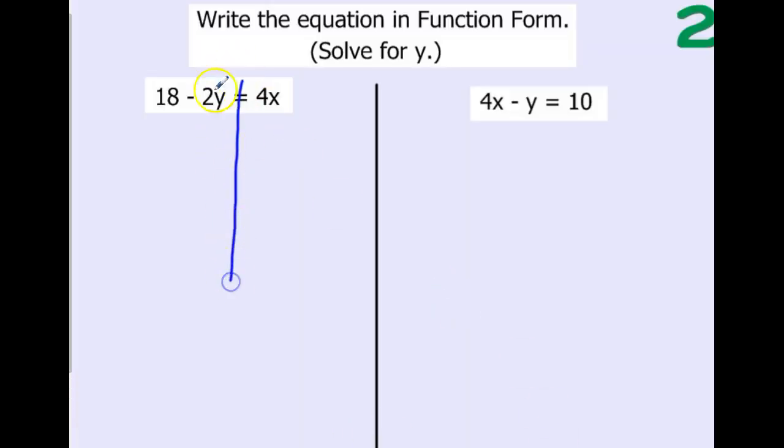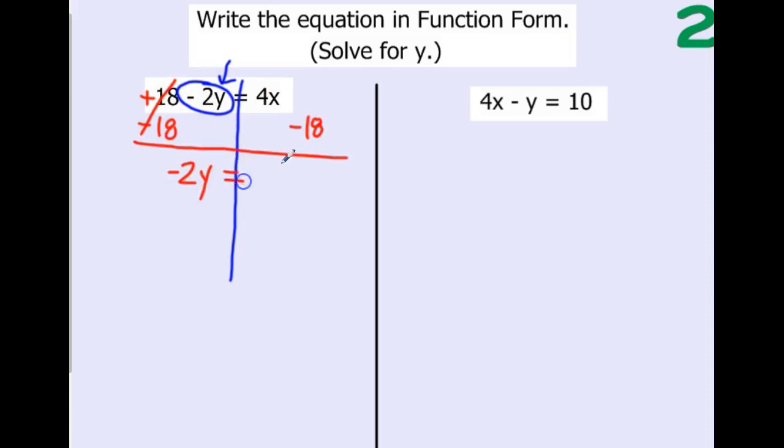Draw your line down. We want to solve for y. So leave these y's here. How do I move the 18 to the other side? Well, right now it's a positive, so I need to subtract 18. Those eliminate. We have negative 2y. And we can't combine those, so write them separate. 4x minus 18.